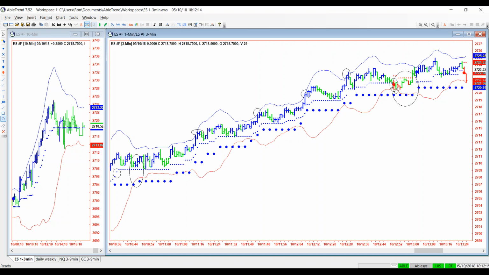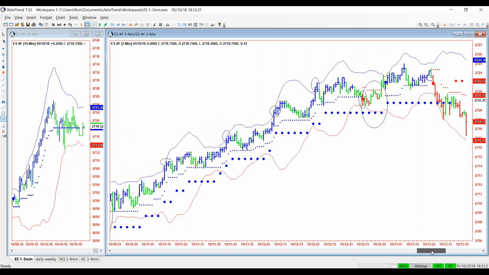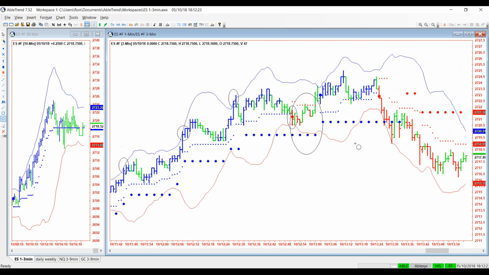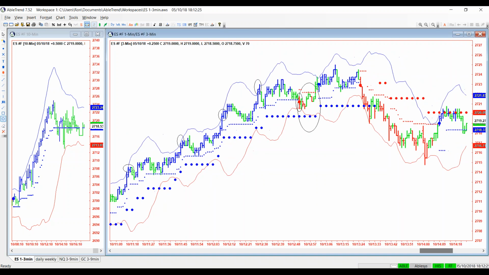And when you see red and blue dots on top and below the price, just like right here, that's a no trade zone. It's the software saying, don't do anything. There's too much risk in that trade. Let's pass on that one. Take a break or move on to something else.